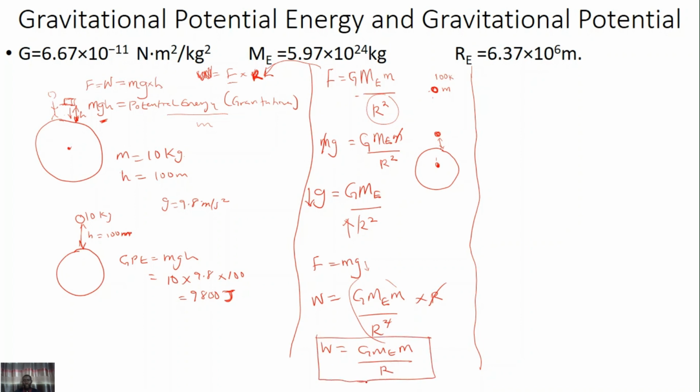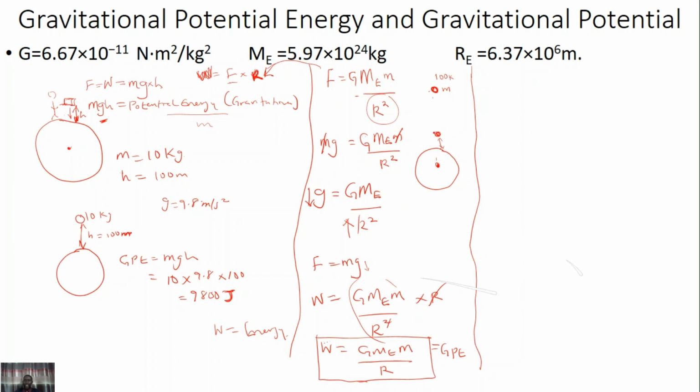And from the principle of conservation of energy, work done is equal to the energy expended. Okay, therefore, this will be the gravitational potential energy. Okay, and take note that gravitational potential energy is always negative. Why is it always negative? The reason is simple.